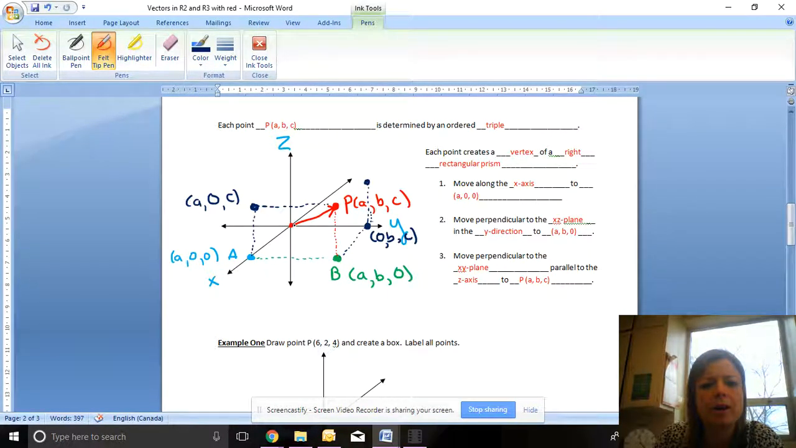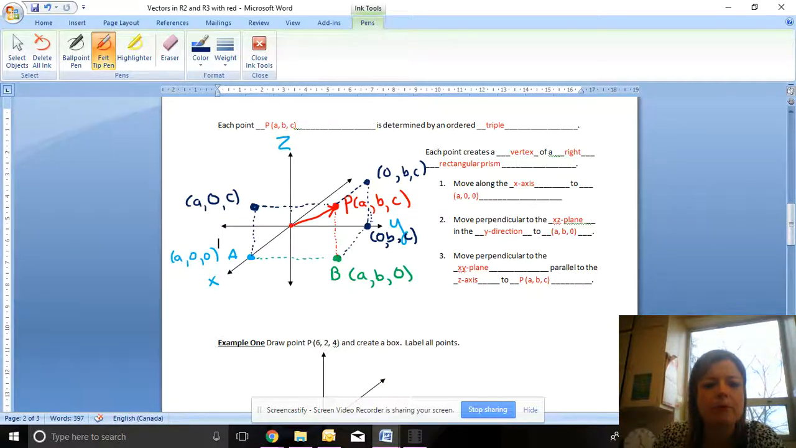So at this point, I haven't gone up or down X, but I've gone over B and up C. So this is 0, B, C, and so I can connect it there. And that's the side of my box. So I have the bottom here, and then one side, the front.